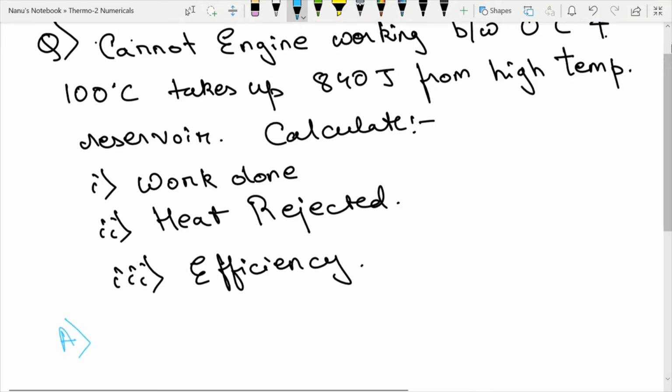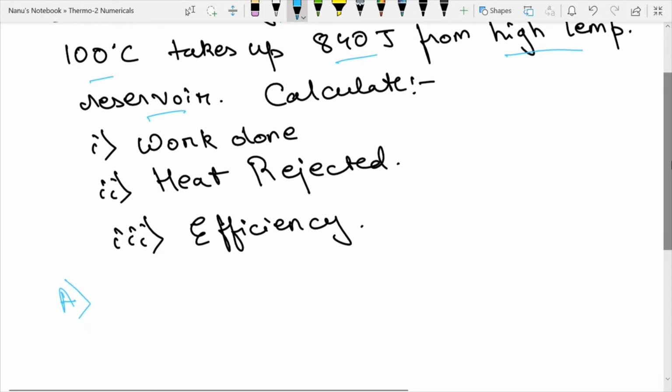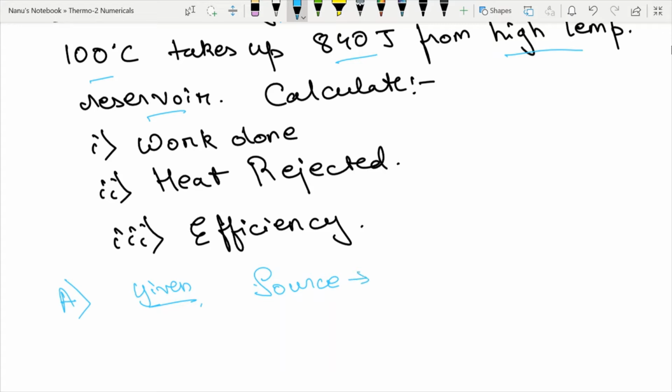So as I always first say, first let us read. Carnot engine working. I wrote this question, B/W means between. It works between 0 degrees Celsius and 100 degrees Celsius. So the two temperatures are given, right? It takes up 840 joules from a high temperature reservoir. Okay, so now the heat is given. As I always say, first you write what is given, right? So what is given over here? The two temperatures are given. The source always has a higher temperature in this Carnot heat engine. So this is the source. It works with 100 degrees Celsius, and let us say the sink is 0 degrees Celsius.